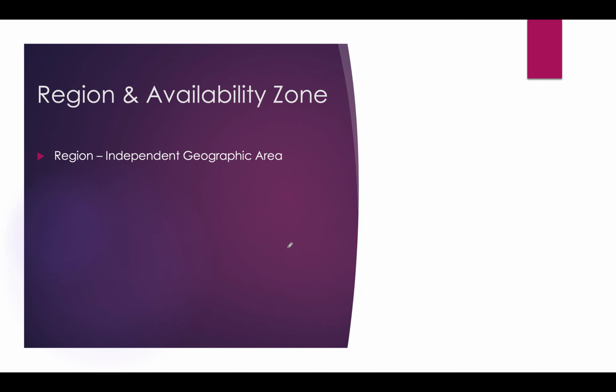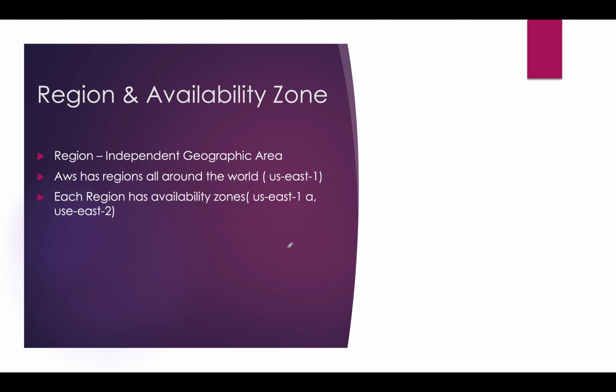A region is nothing but an independent geographic area, and AWS has regions all over the world. For example, US East 1 is one of the regions. In a region we have some availability zones, which are indicated like 1A, 1B, 1C. Basically, each availability zone has a minimum of 2 data centers available.